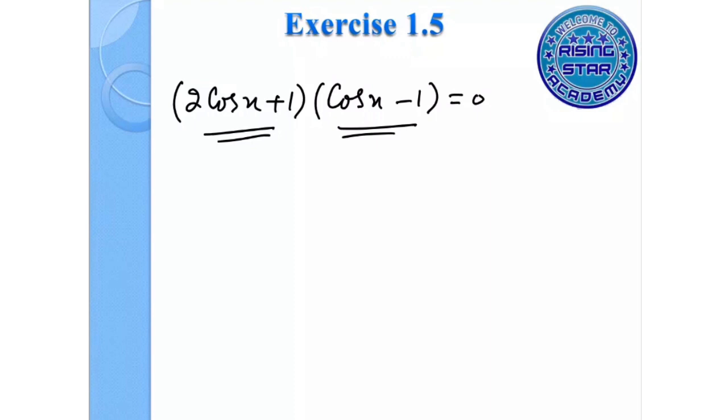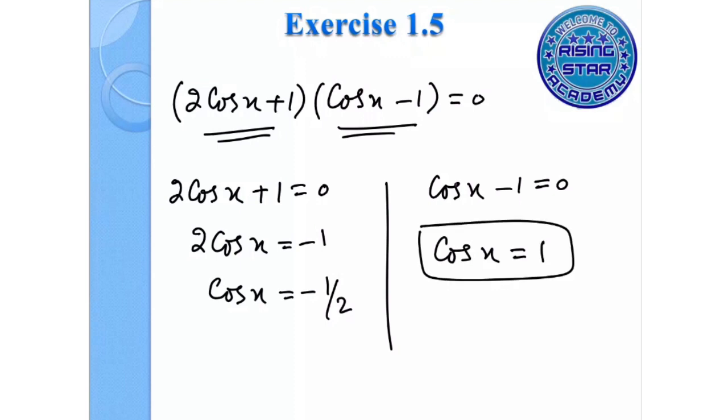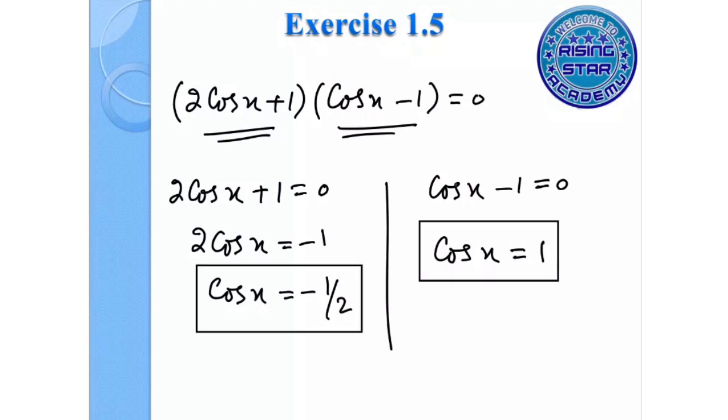Now the next step is we will separate. So 2cos x plus 1 is equal to 0 and cos x minus 1 is equal to 0. Here we have 2cos x is equal to negative 1, so cos x is equal to minus 1 by 2, and in this step we have cos x is equal to 1. So these are my two possible roots. I will also show you these two roots by using the calculator. So let's work on the calculator for these factors.